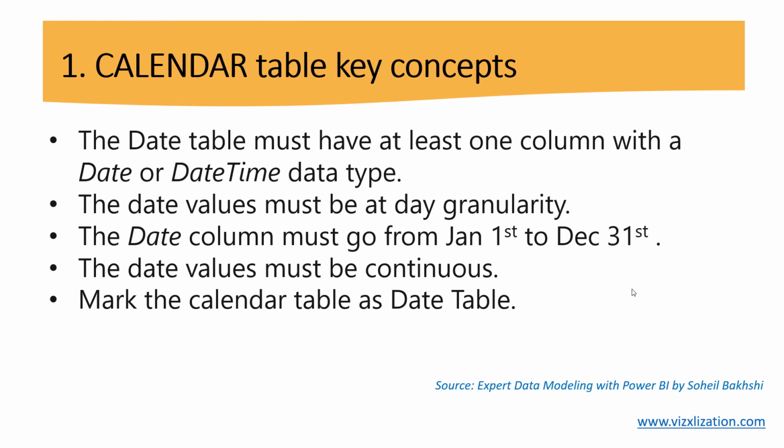Okay, so here we have five different points. First point here, the date table or calendar table must have at least one column with a date or date time data type. Really important concept here. Second point here, the date values must be at day granularity. Every single day, we need to have a row per day. Third point here, the date column must go from January 1st to December 31st. This is critical if we are working with time intelligence calculations, okay?